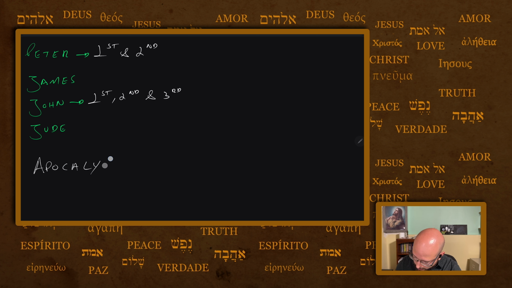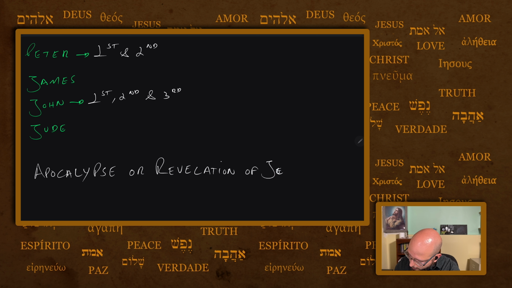Oh wait, it's two separated. Let me read it again. It's the Apocalypse of Jesus, or Revelation, as we will find in the Bible, the book of Revelation, of whom? Of Jesus Christ. So it's the Apocalypse of Jesus, or the book of Revelation of Jesus Christ. And those are the 27 books that we find in the New Testament.